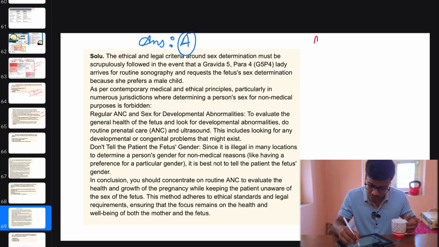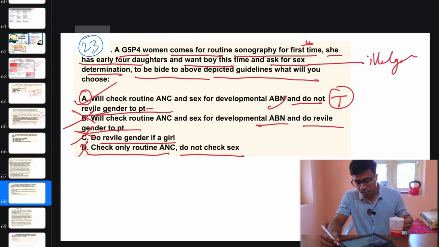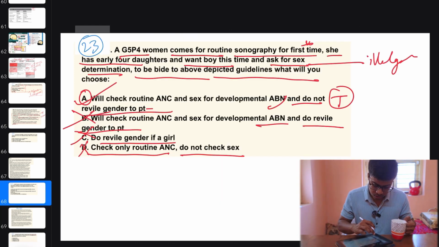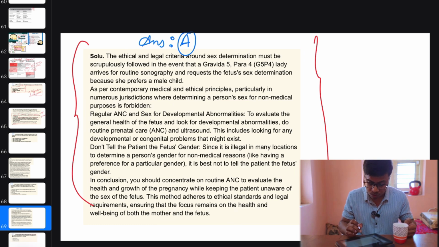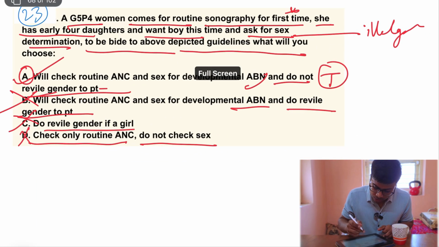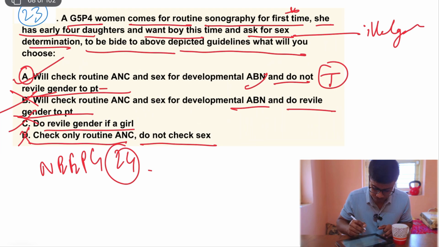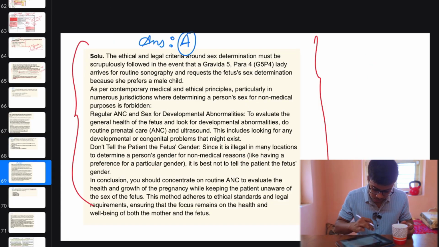You should read it very well, and this question is very easy, but you need to read this explanation once before going to exam, because sometimes there may be twists and turns in questions. So this is a NEET PG 24 recall question. So this can be asked again.